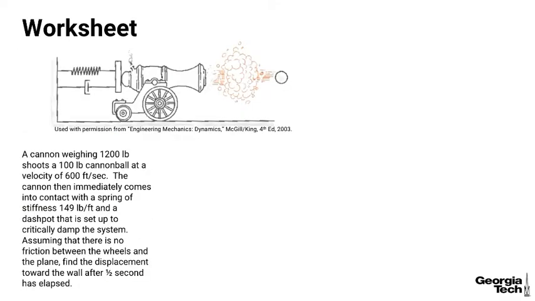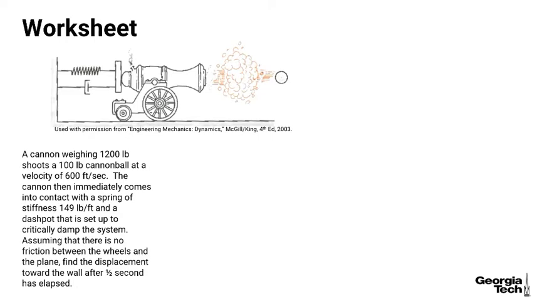And so I've given you a worksheet here to work a problem with critical damping. This is a cannon. Even modern day howitzers have damping recoil systems. And this is just an illustration of an older one. But the cannon, which we're saying weighs 1,200 pounds, shoots a 100-pound cannonball at a velocity of 600 feet per second. The cannon then immediately comes into contact with a spring of stiffness 149 pounds per foot and a dashpot that's set up to critically damp the system.